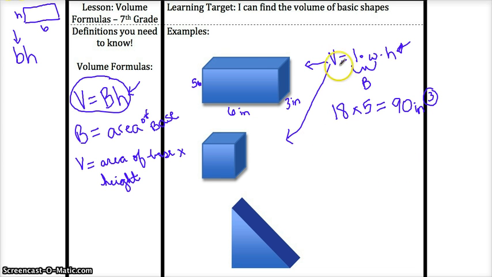So again, you can work with it as volume equals area of the base times the height, and as you do that math, you'll get 90 inches cubed as your final answer. Let's go ahead and work with this actual cube.